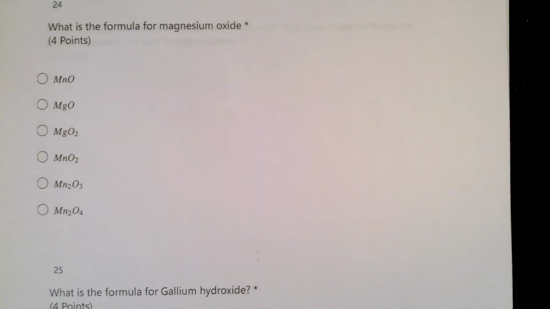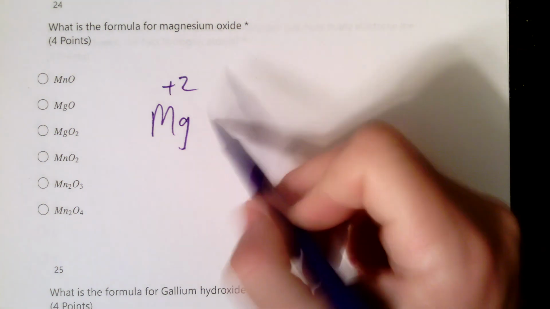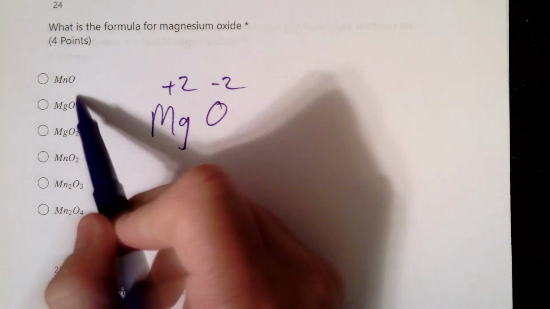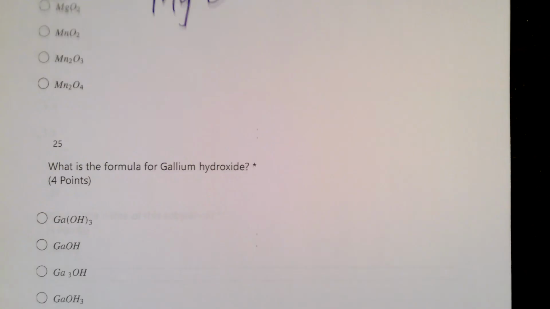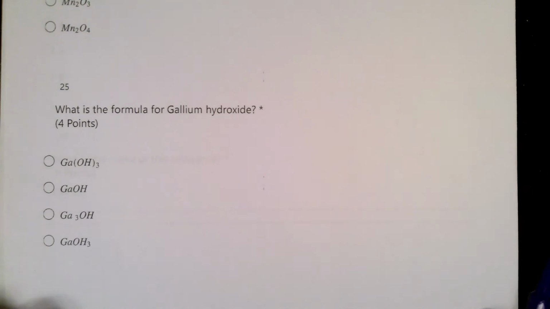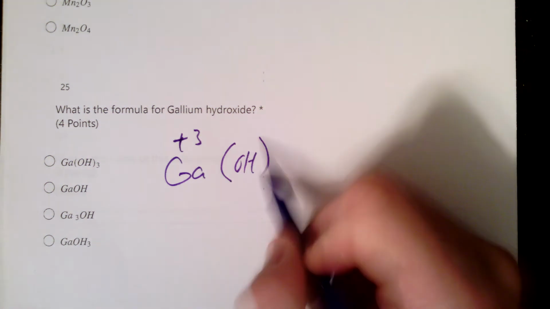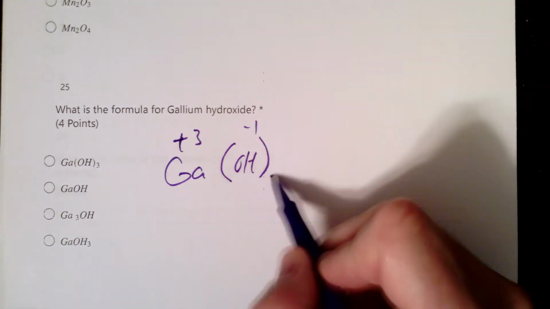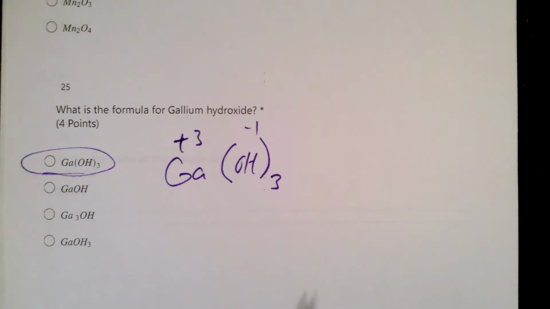What's the formula for magnesium oxide? Well, magnesium is a +2, oxygen is a -2. Cross and drop, those reduce. It's that right there. Gallium hydroxide. Gallium is Ga with a charge number of 3. Hydroxide is a polyatomic ion, -1. Cross and drop, GaOH3.